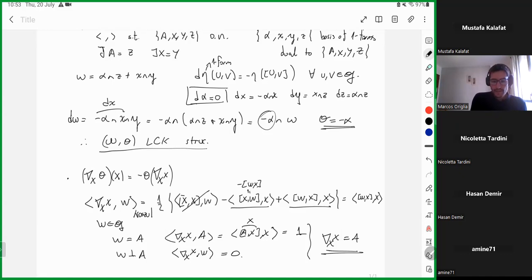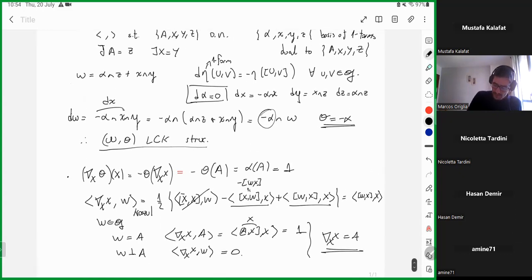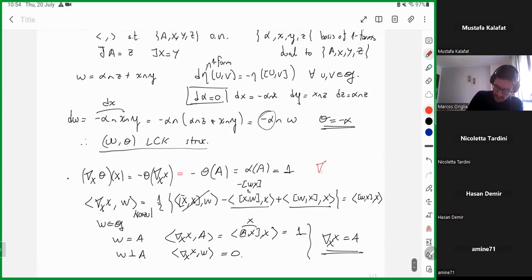So we computed nabla x x, so we can come back here, and we have that this is minus theta evaluated in A. But what was theta? Theta was just minus alpha. So this is alpha x. And this is the basis dual of the basis of vectors. So this is just one. So in particular, it's different from zero. So that's the conclusion. So nabla theta is different from zero.